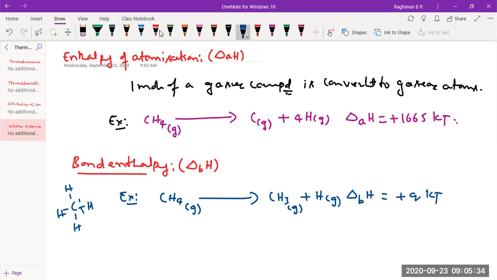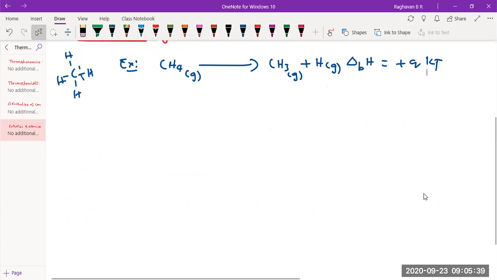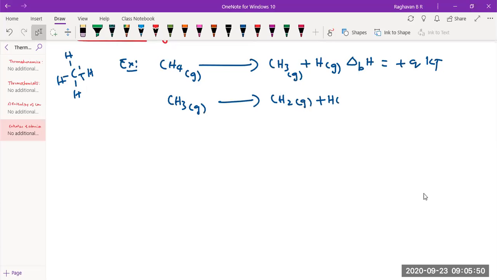Now I'm going to break 1 more bond from CH3 gas: CH2 gas plus H. Now tell me about this bond enthalpy. I'll call the first Q1 and this Q2. Are they same or different? Is Q1 equal to Q2 or not? They're not the same. So Q1 would not be equal to Q2.